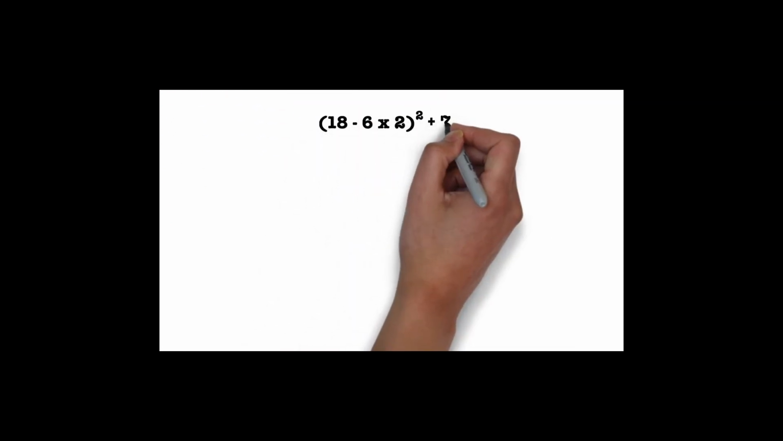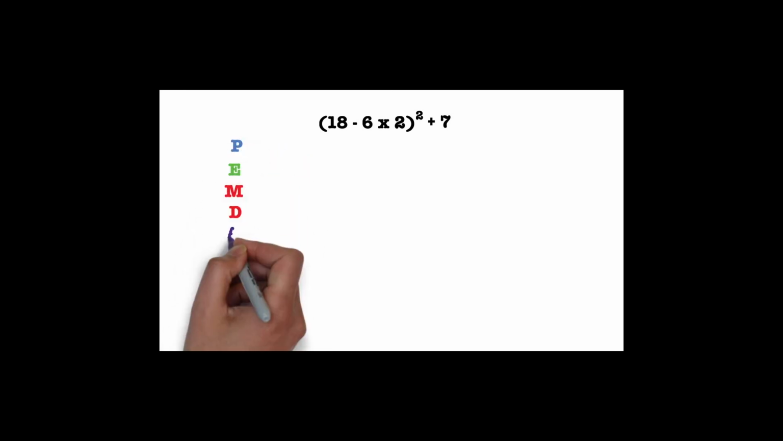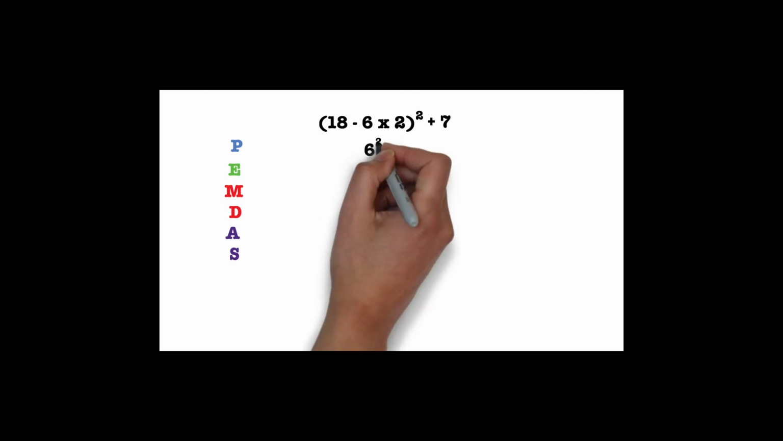18 minus 6 times 2, all squared, plus 7. Remember to use the order of operations when solving this expression. Again, the first step in the order of operations is to solve the parentheses. In this problem, we have more than one operation to solve inside of our parentheses. When this happens, you follow the order of operations inside the parentheses. You'll notice that there's not another set of parentheses or exponents inside of the parentheses, so we will start with multiplication. 6 times 2 is 12, and 18 minus 12 is 6.